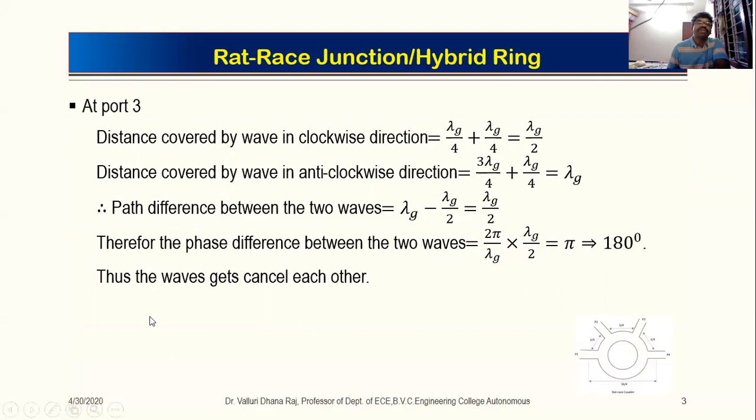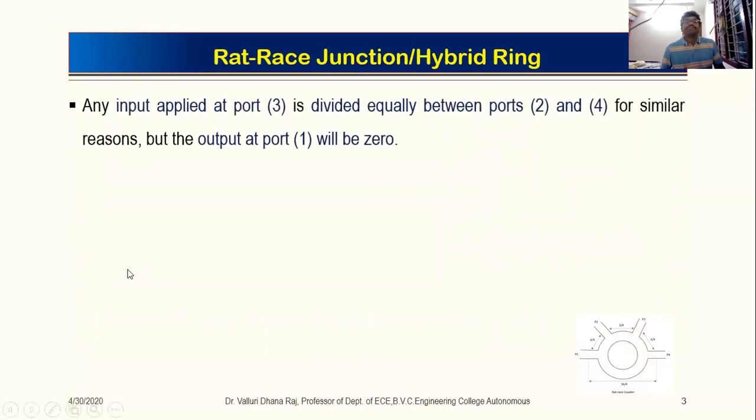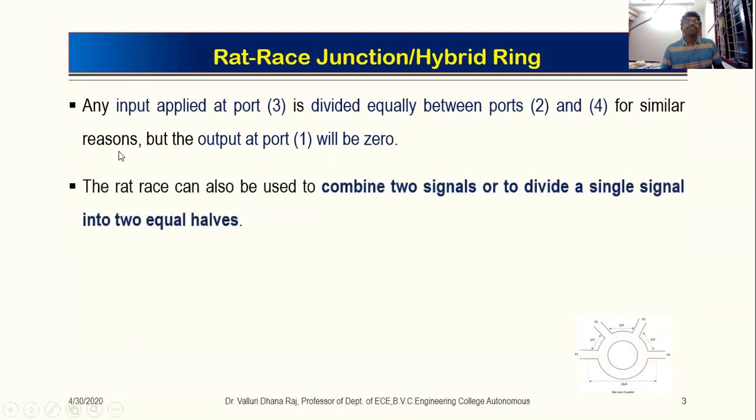Thus, the two waves are cancelling each other. They are destructively interfering with each other. Because of opposite phase, both will be cancelled. So we can use this particular rat race either to combine or to divide the signals. Combine two different signals into one single signal, or divide a single signal into two halves.